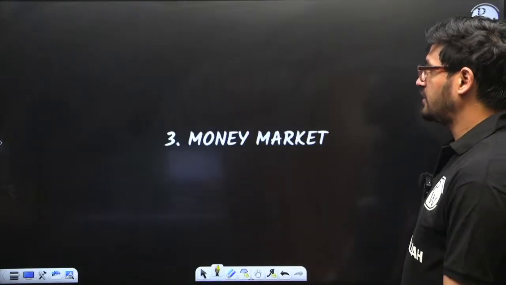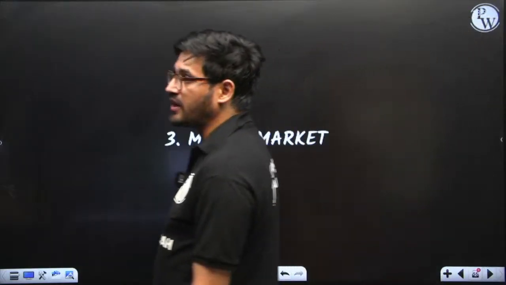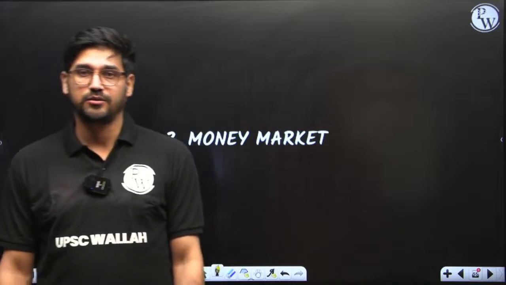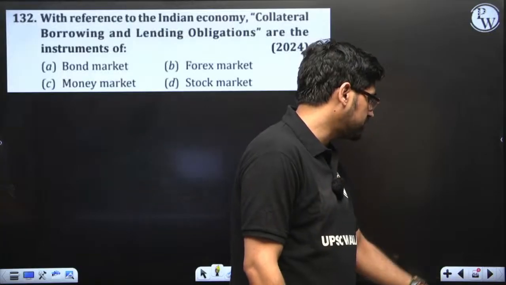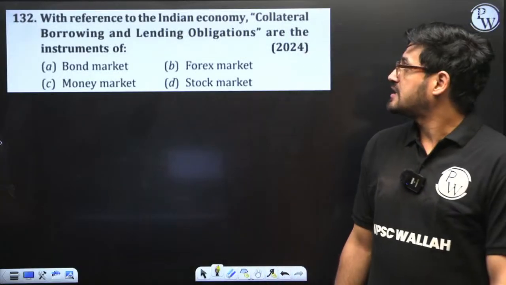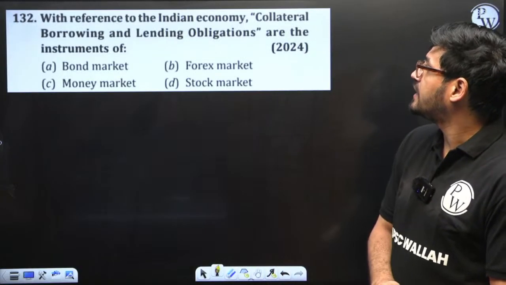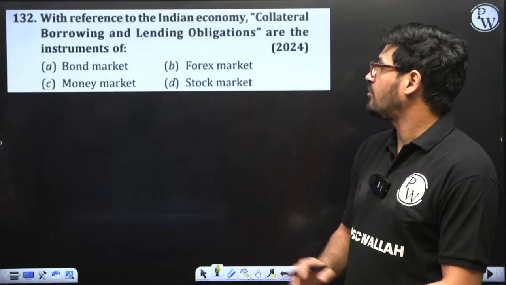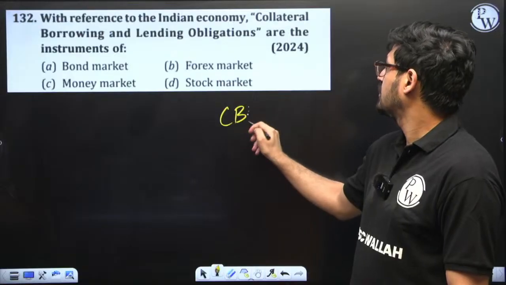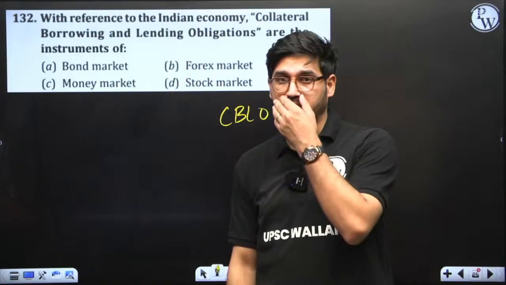Move to the next one. The next target segment for us is the money market. Let's look at the questions which have been asked previously. First one says, with reference to the Indian economy, collateral borrowing and lending obligations, also called CBLOs, are the instruments of which market?